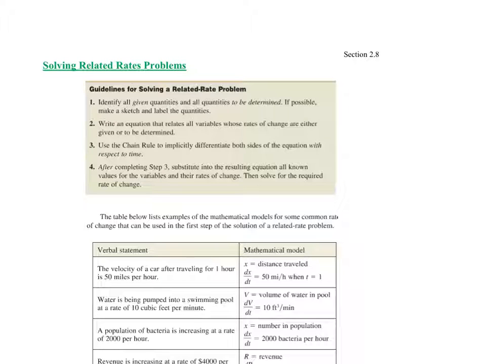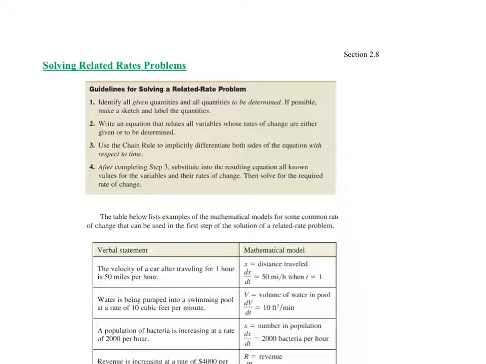Okay, so let's take a look. It says guidelines for solving related rate problems. Step 1: Identify all given quantities and quantities to be determined. If possible, make a sketch and label the quantities. Step 2 says write an equation that relates all the variables whose rates of change are either given or to be determined. So this is: come up with your equation.